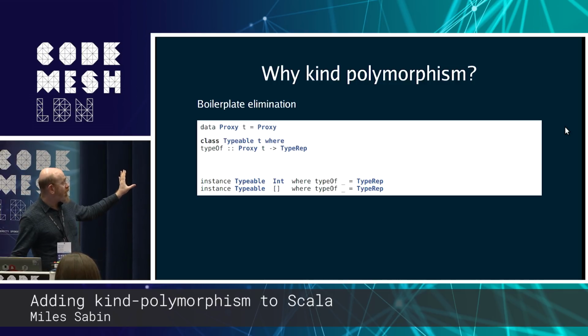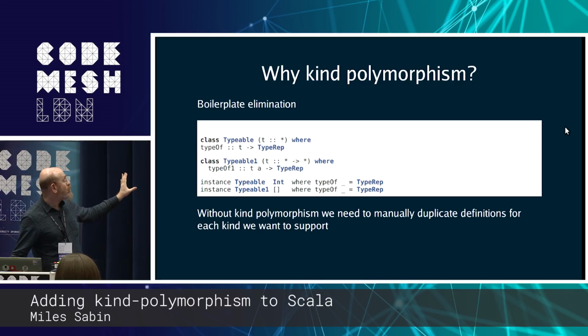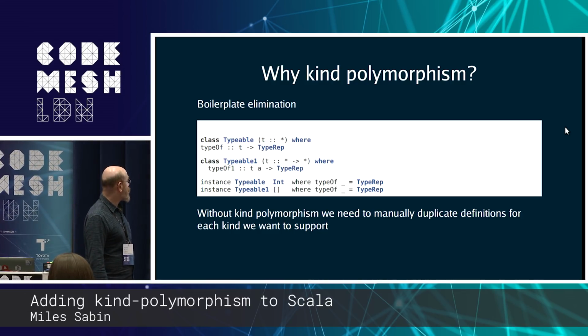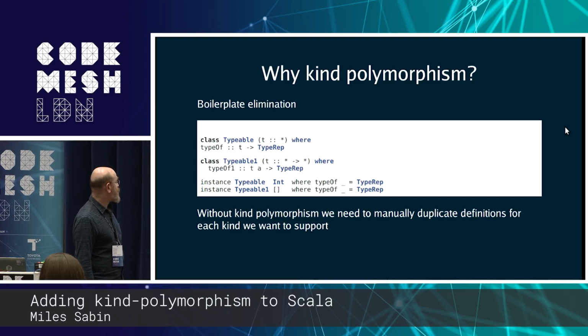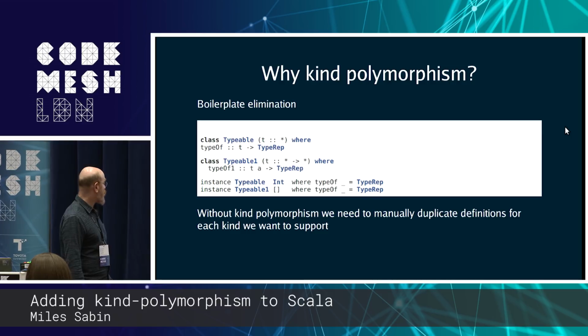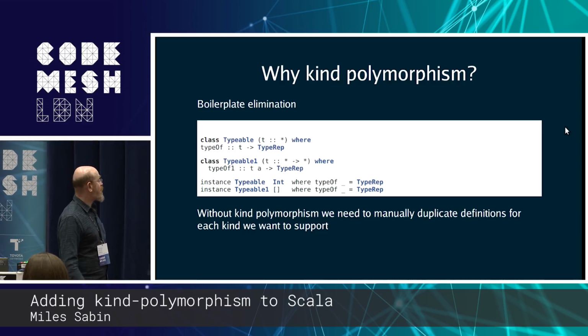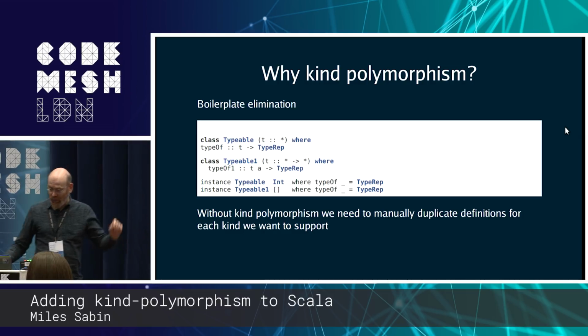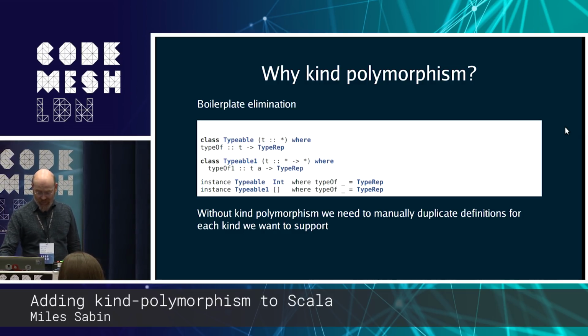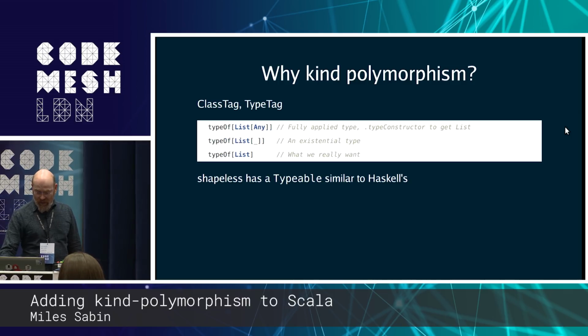An alternative to that, which doesn't rely on kind polymorphism, would be simply to have a family of type classes in this case, each of which is indexed by types of different kinds. So we have Typable1 for types of kind star, arrow star, and then... Obviously, the ellipsis should be ringing alarm bells of some sort or another.